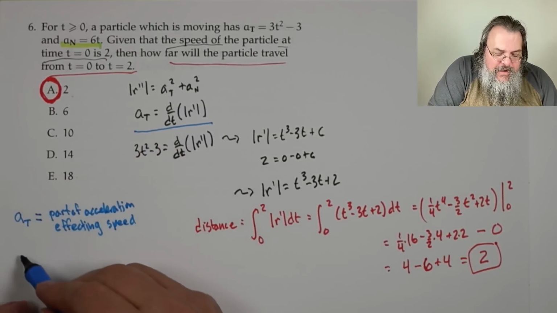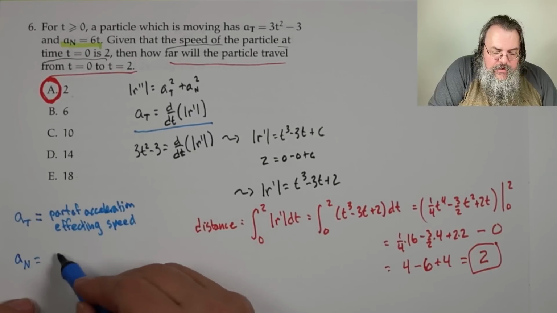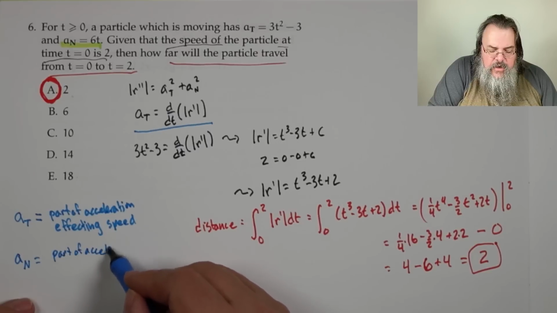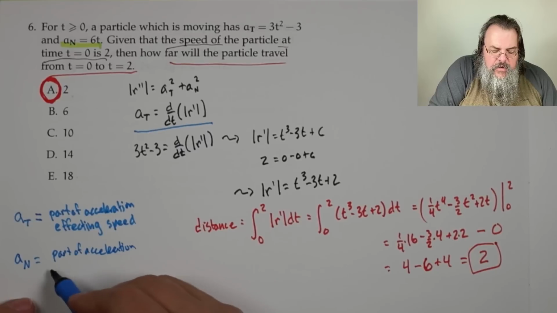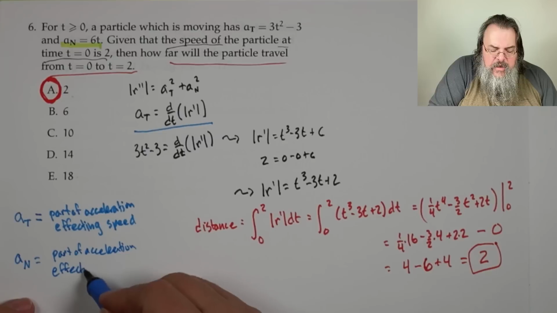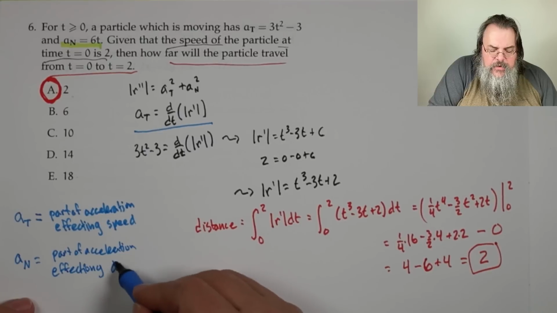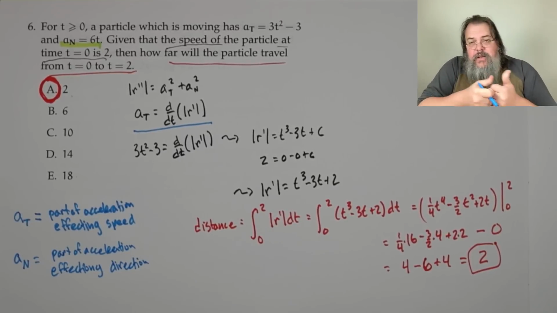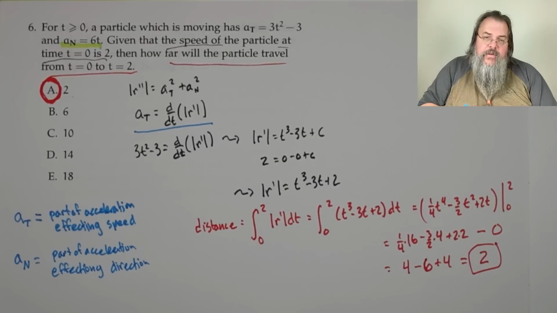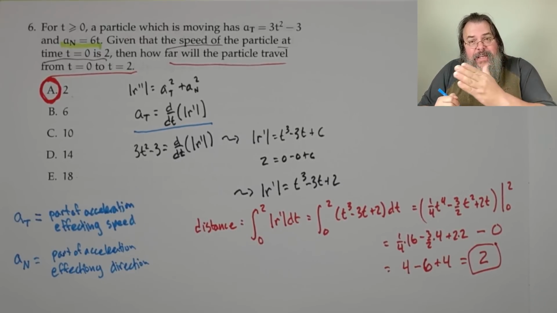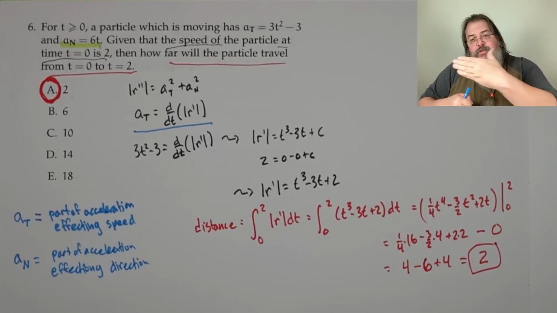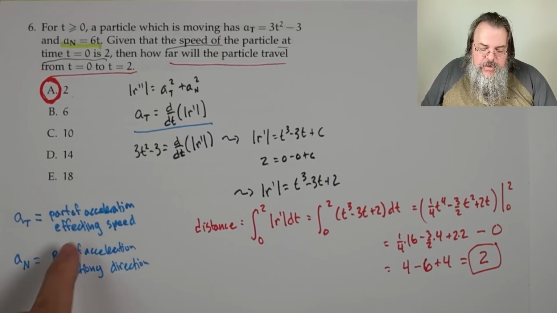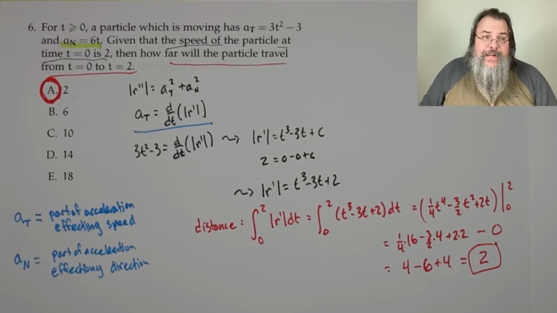So you might say, well, what's a sub n? Well, this is the part of acceleration that affects direction. So in particular, it's not doing anything with your speed, but what it's trying to do is pull you in some way. A small a sub n says, well, try to keep going where you're going. A big a sub n says, you got to start swerving. And so since we're interested in speed, we only do need to look at a sub t.